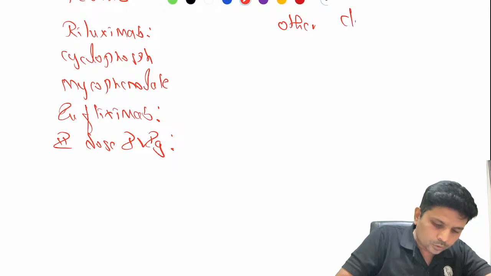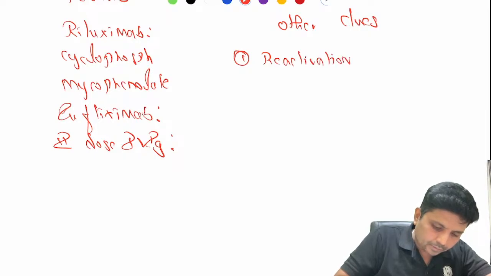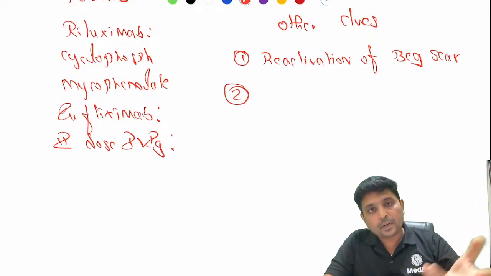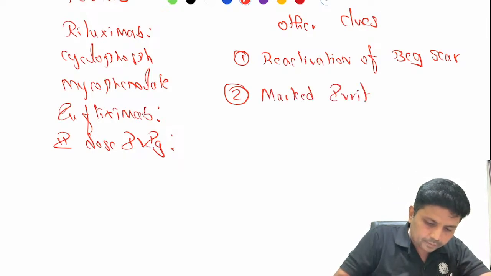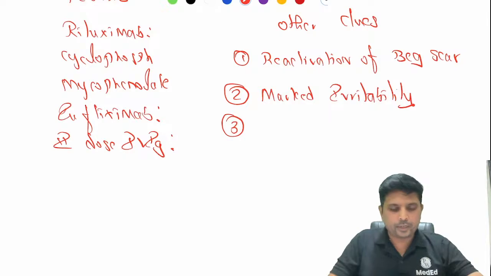Other clues for Kawasaki. One, there is reactivation of BCG, the BCG scar. The size of the BCG scar will suddenly increase. And remember, there is marked irritability of an infant. The infant will be markedly irritable. You can't console the child.